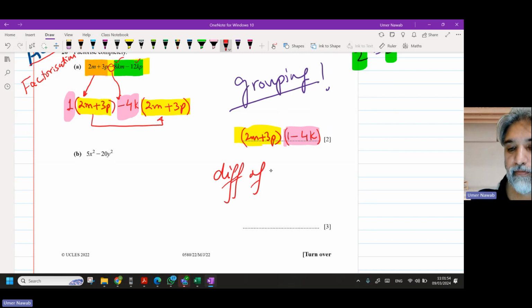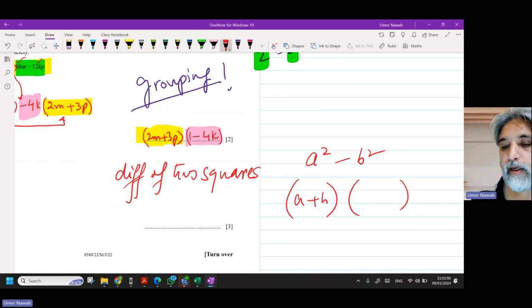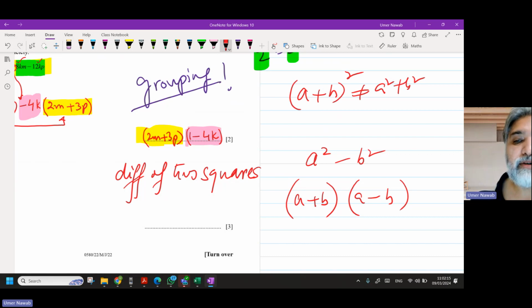Difference of two squares. This is also very, very important in algebra. A squared minus b squared is written as two factors, a plus b and a minus b. A plus b whole squared is a different thing. Don't try to write it as a squared plus b squared. That's wrong. A minus b whole squared is not equal to a squared minus b squared. Wrong, wrong, wrong.